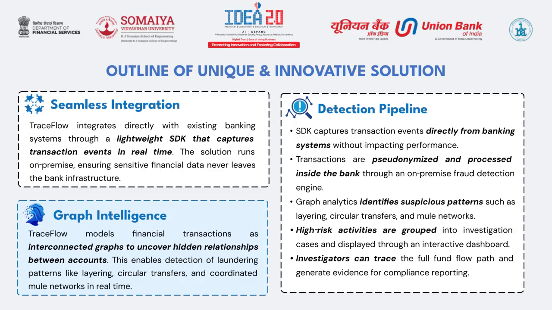Our system follows a structured detection pipeline. First, the SDK captures transaction events from banking systems. These transactions are securely processed and enriched with relevant customer information such as account age, risk category, and income range. Next, the system builds a graph database that maps relationships between accounts and transactions.